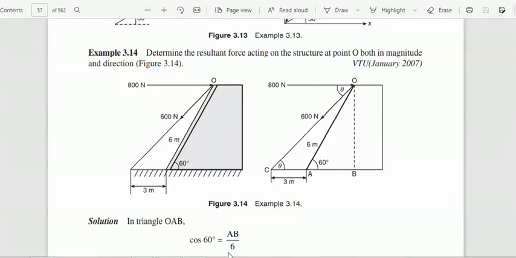So okay, welcome back to this session for the elements of civil engineering. So in today's class, let us discuss some more different problems which are related to the coplanar concurrent force system.